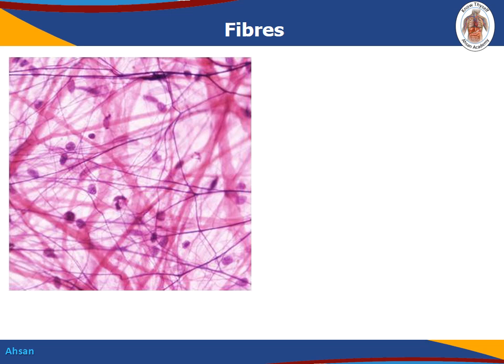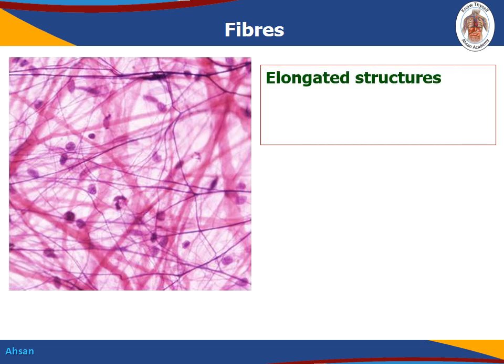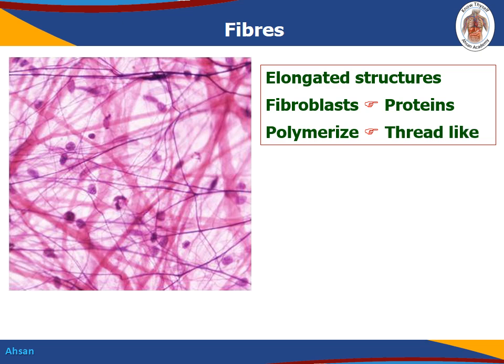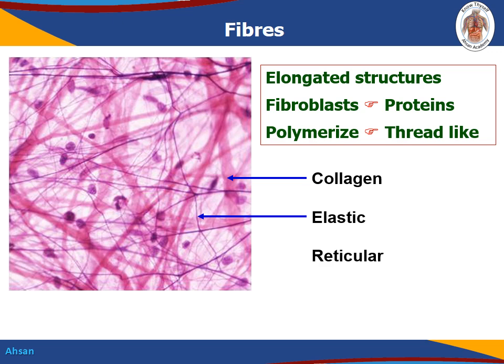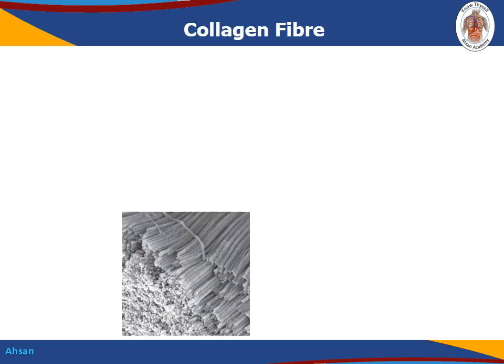Fibers are present in the connective tissue extracellular matrix. These are elongated structures. The fibroblast present here polymerizes this protein into thread-like structures. This may be collagen, elastic and reticular fibers. Reticular fibers cannot be seen under light microscope. Collagens and elastics are visible. With specific characteristics, we can identify each of them.